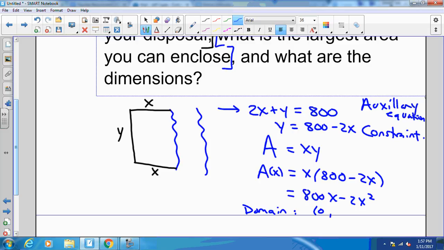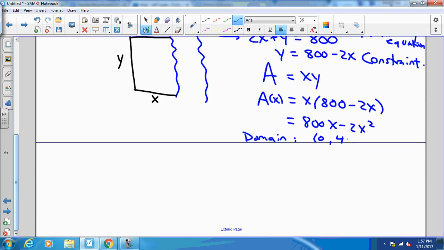What's the largest value of x that you can have? Good, that's right, because he has to have top and bottom as x. Each x can be at most 400. And that would correspond to a really skinny strip of land going this way, perpendicular to the river, which has no height to it. So our domain then is 0 to 400.